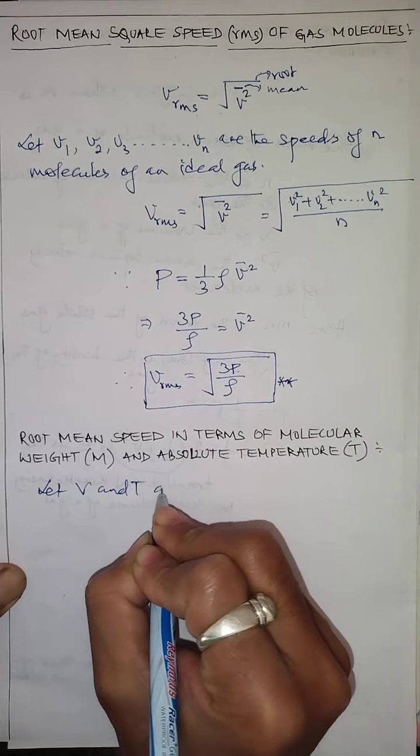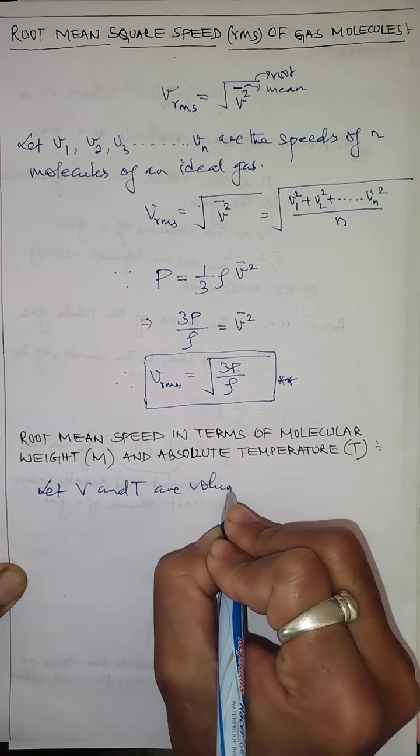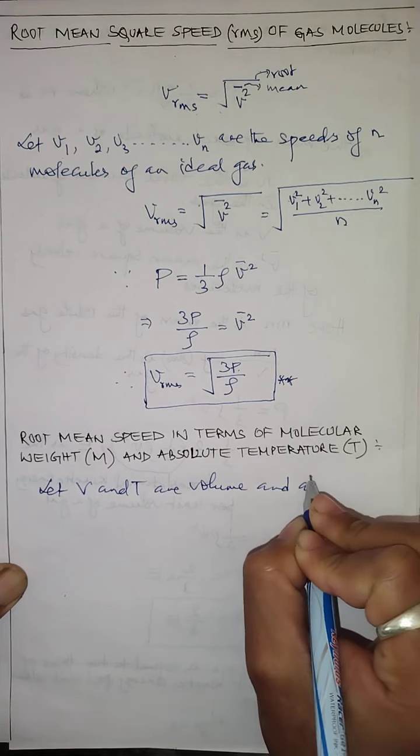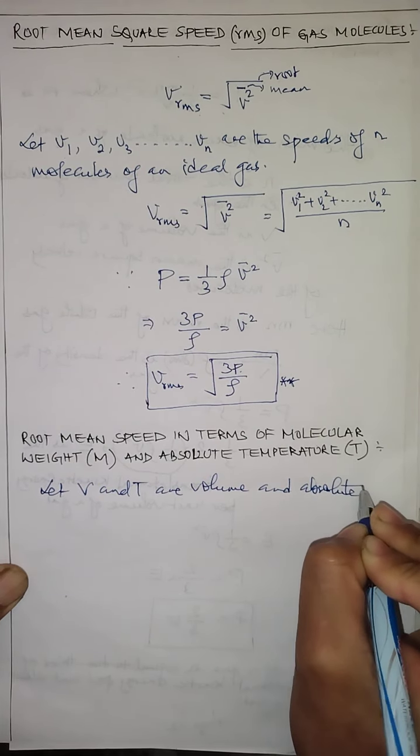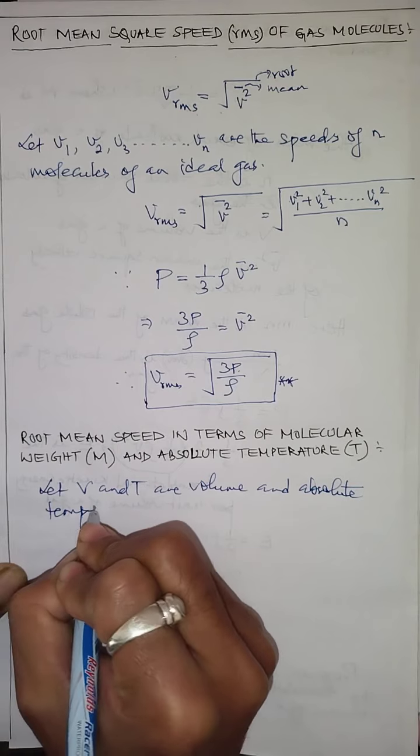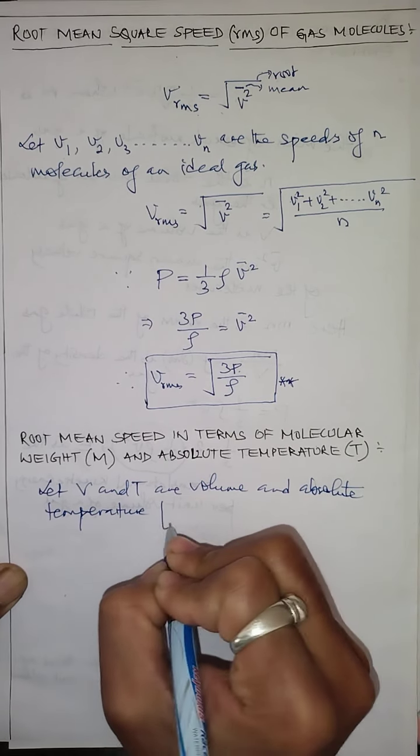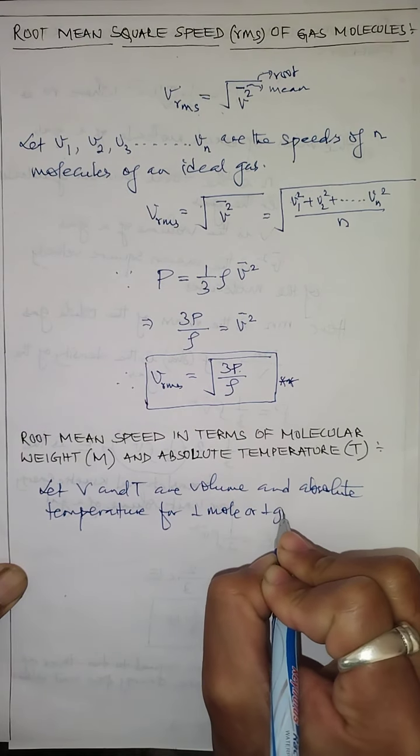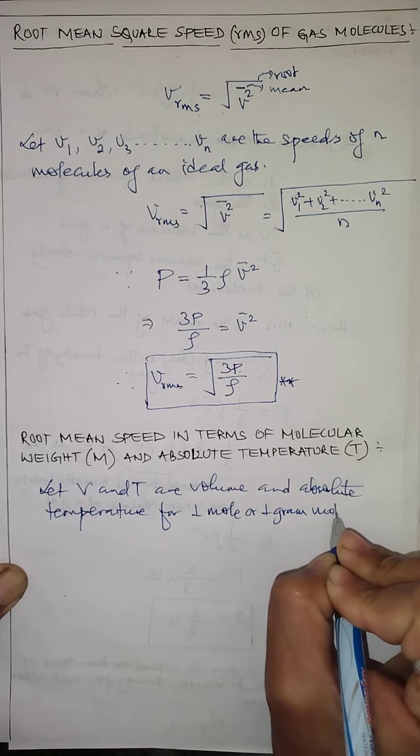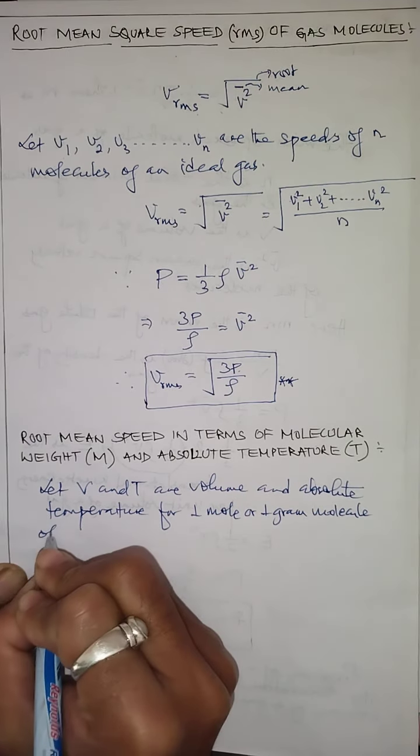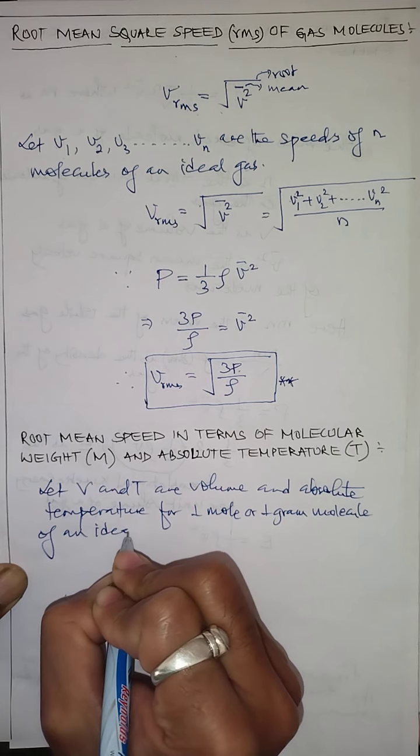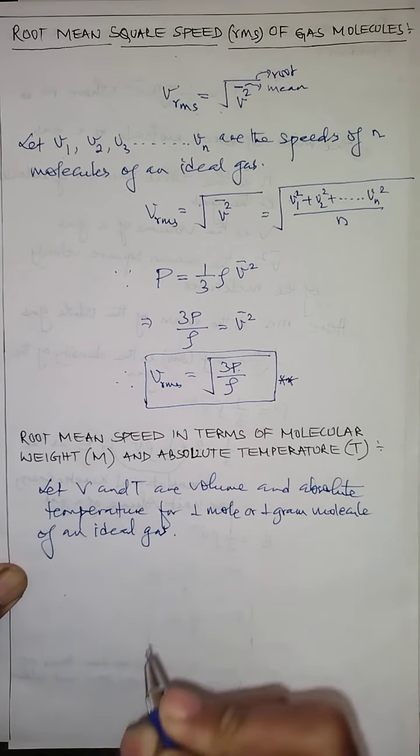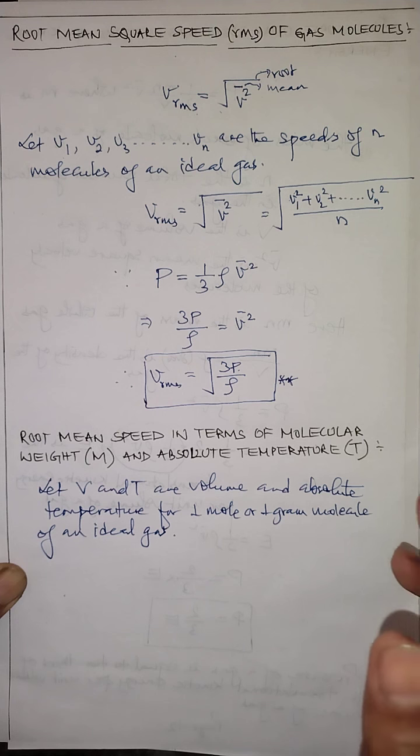Let V and T be the volume and absolute temperature for 1 mole. And you know 1 mole is also called 1 gram molecule of an ideal gas. Now, as you know very well, the number of molecules present in 1 mole of an ideal gas is called Avogadro's number.